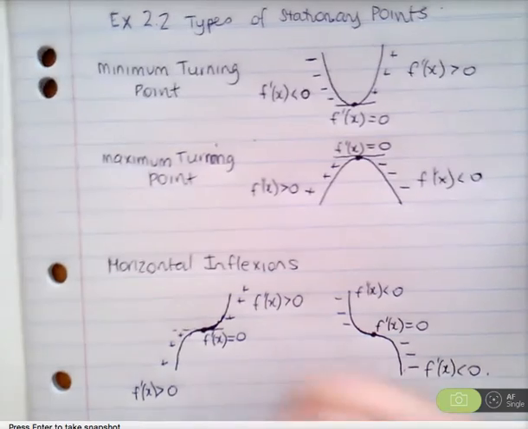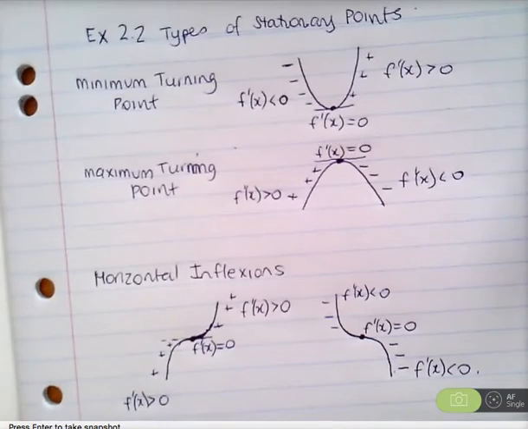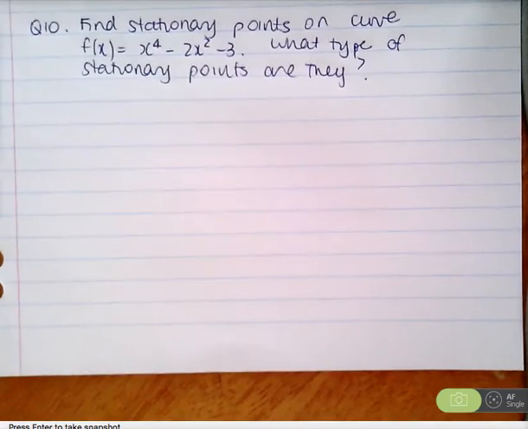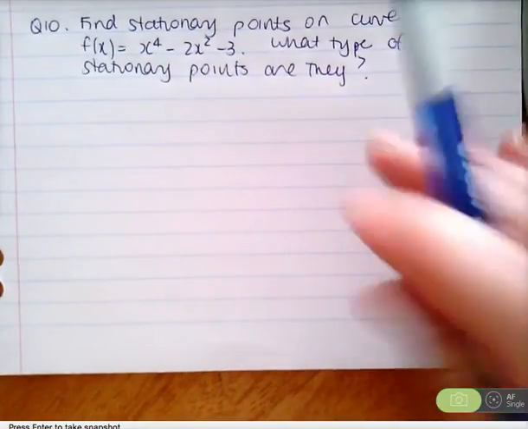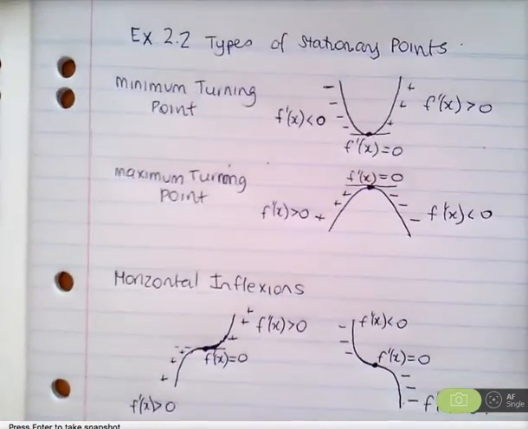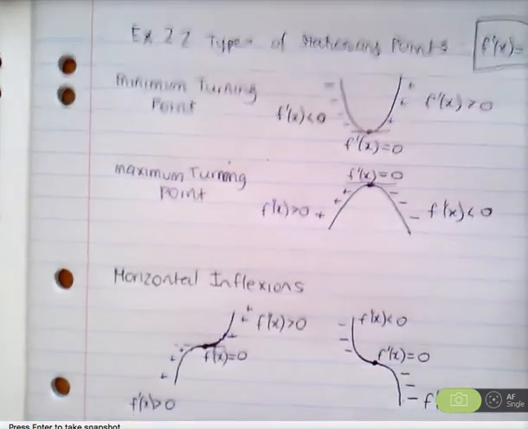Now, I'm just going to look at a couple of questions in exercise 2.2. First one we're going to look at is question 10. Question 10, find the stationary points on the curve function of x equals x to the power of 4 minus 2x squared minus 3. So, we know that at stationary points, as we've looked at before, and I'll just write this up in the heading, it is where the gradient of the curve equals 0. So the first derivative has to equal 0 at stationary points.